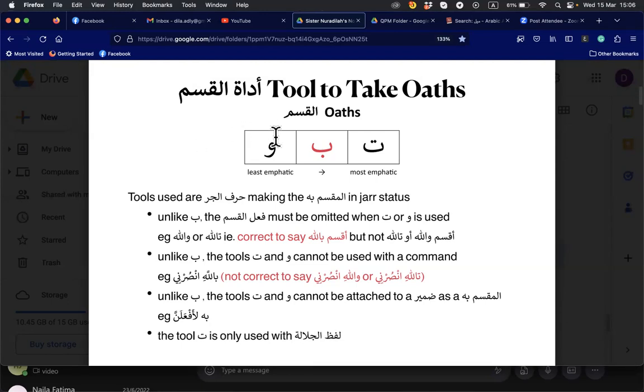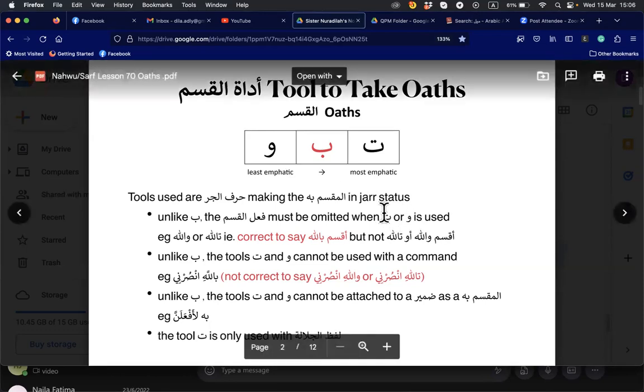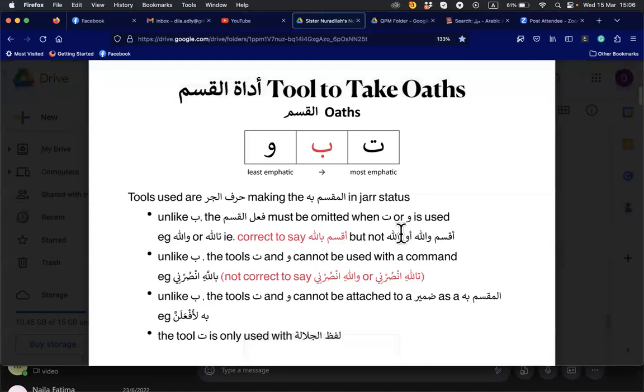But when we use waw and ta, unlike ba, the fi'il must be omitted when the ta or the waw is used. So you will never hear uqsim wallah. You will hear uqsim billah, but you will never hear uqsim wa, because uqsim doesn't come with wa. So waw is used on its own.